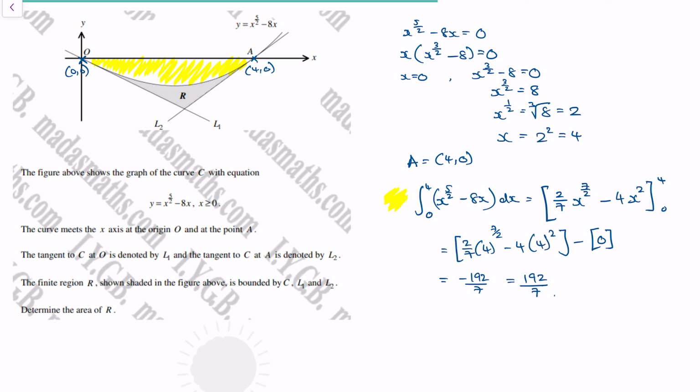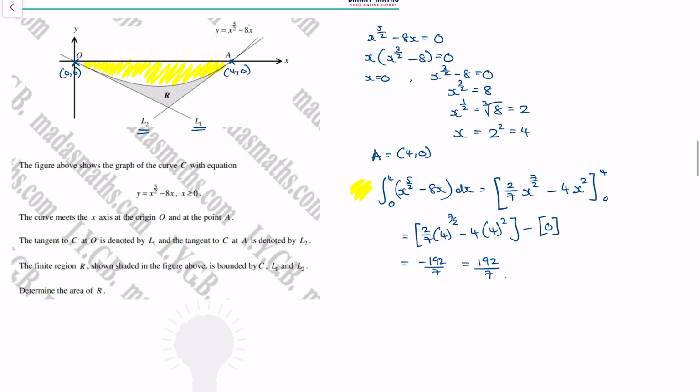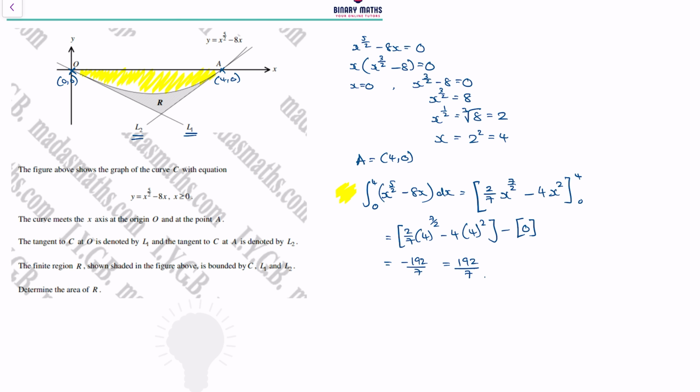The next thing I need to do is find L1 and L2. So I need to find the equation of L1 and L2. Now because they're tangents, I need to differentiate y to find the gradient of these tangents at these points. So I'm going through the origin and going through A. First thing I need to do is dy/dx. When I differentiate, I get 5 over 2 x to the power of 3 over 2, and minus 8x becomes minus 8. Okay, so I need to find the gradient at x equals 0. All I'm doing is substituting 0 into my gradient function, which is equal to minus 8.